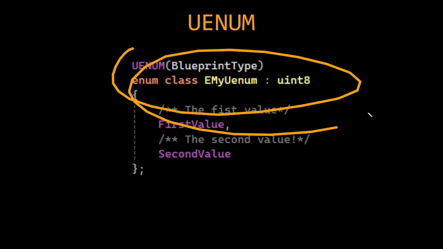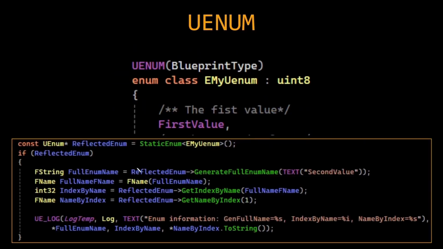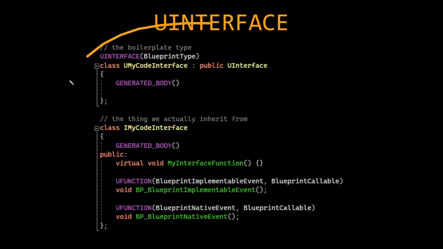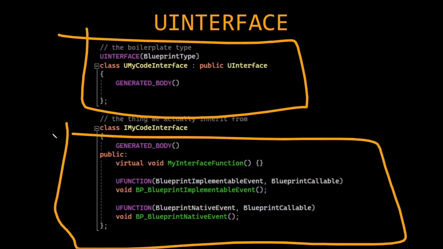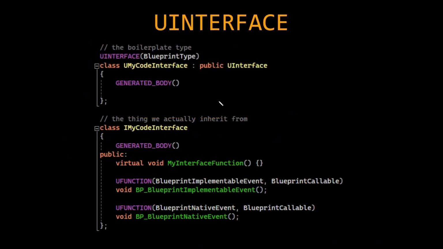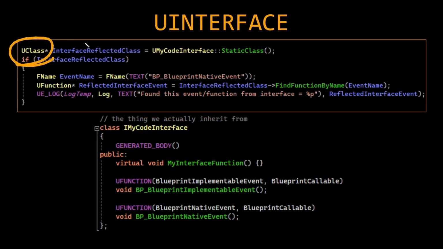The same is true for enum. So here's an enum that has two values. There's this static enum function we can call to get a UENUM pointer, which seems to be a reflected enum. And UInterface, we have this UInterface type, and then we have the type you actually inherit from. You can see my video on interfaces about that. That just seems to use UClass. So you can get the static class of that UClass and do some reflection here, similar to what we've seen.